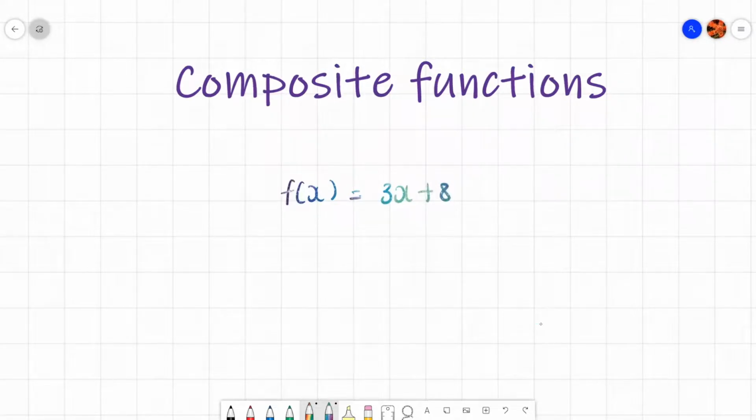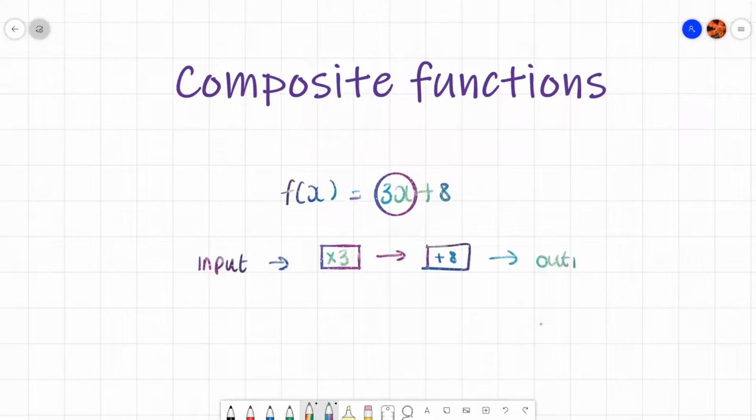Okay, that's our function. So this means, for example, you could have an input, and whatever your x is, you are going to times that by 3. And then you are going to add 8, and then you are going to be left with an output. Okay, so that's a function in maths.